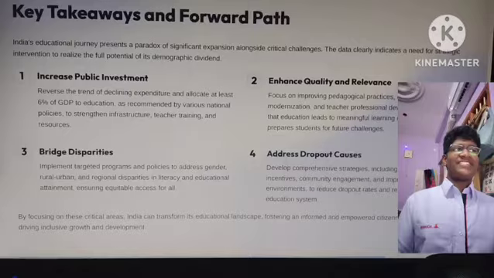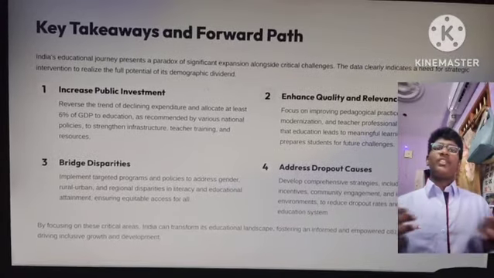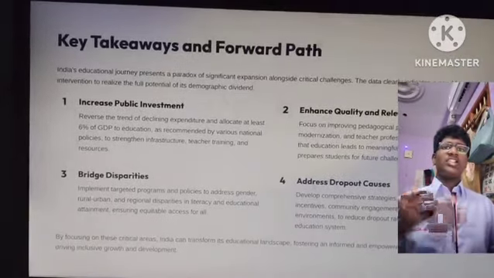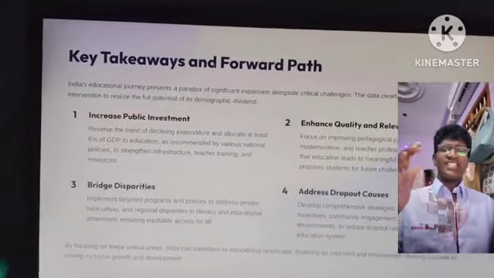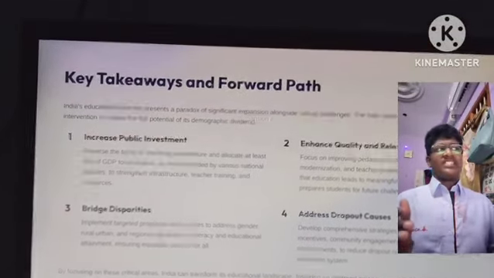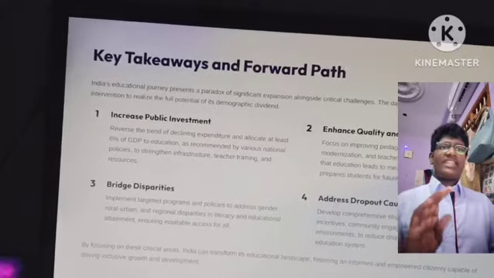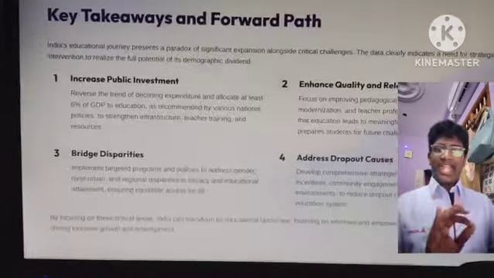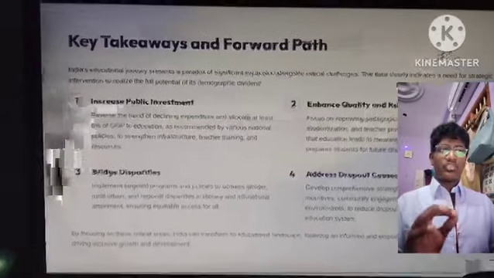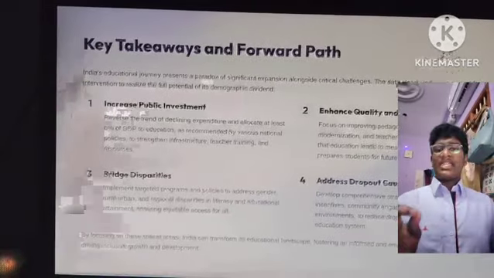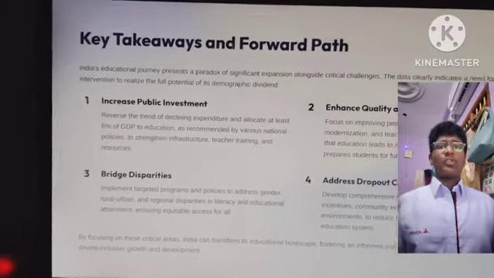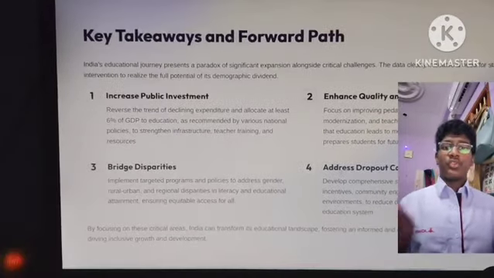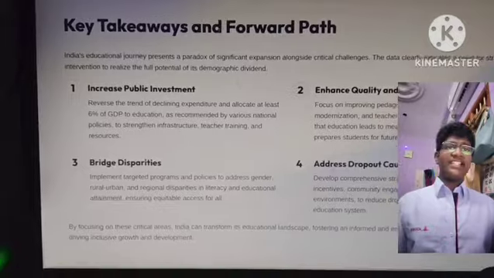Enhancing quality and relevance. Focus on improving pedagogical practices, curriculum modernization, and teacher professional development to ensure that education leads to meaningful learning outcomes and prepares students for future challenges. Bridging disparities. Implement targeted programs and policies that address gender, rural, and regional disparities in literacy and educational attainment, ensuring adequate education for all.